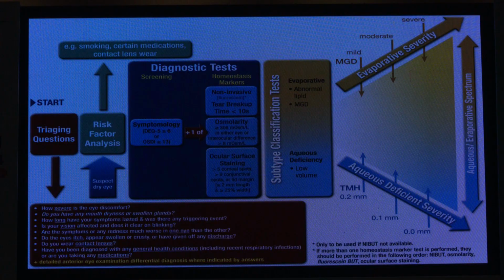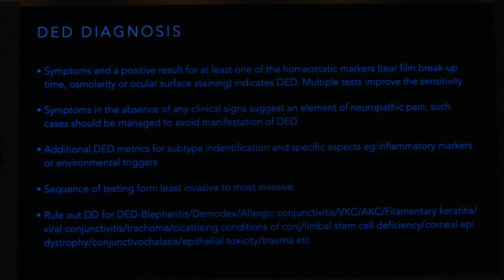This again is further graded. So dry eye diagnosis is basically from symptoms and a positive result for at least one of the homeostatic markers, which may be tear film breakup time, osmolarity, or ocular surface staining. This indicates dry eye disease. Multiple tests improve the sensitivity. Symptoms in the absence of any clinical signs suggest a possible neuropathic element, and such cases should be managed to avoid the manifestation of dry eye disease.